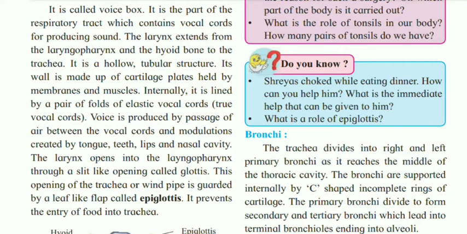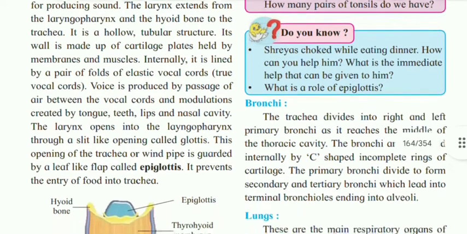Voice is produced by passage of air between the vocal cords and modulations created by tongue, teeth, lips and nasal cavity. The larynx opens into the laryngopharynx through a slit-like opening called glottis. This opening of the trachea or windpipe is guarded by a leaf-like flap called epiglottis. It prevents the entry of food into the trachea.